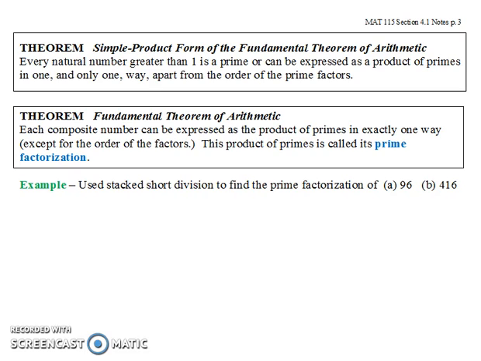Here's a theorem for you. Simple product form of the fundamental theorem of arithmetic. Every natural number greater than 1 is prime or can be expressed as a product of primes in one and only one way, apart from the order of the prime factors. In other words, each prime factorization of a number is unique. There's only one.